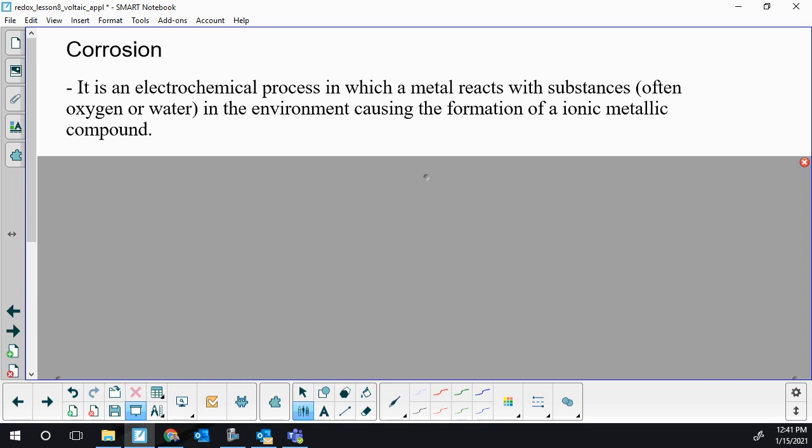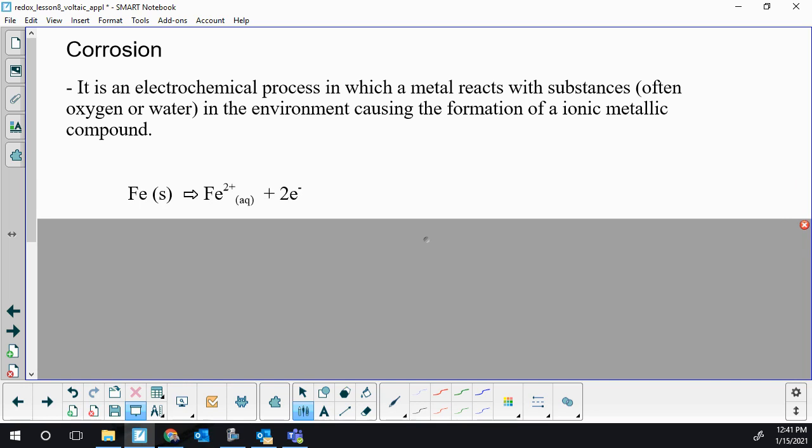And we're going to talk about lots of things that can react with metals and cause them to spontaneously corrode. Now I'm going to focus this discussion not on any metal but on iron. What would cause this reaction, iron to turn into iron 2+?